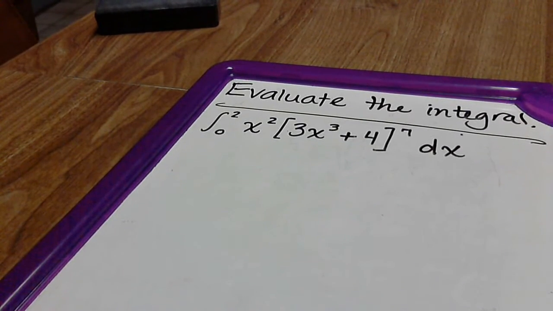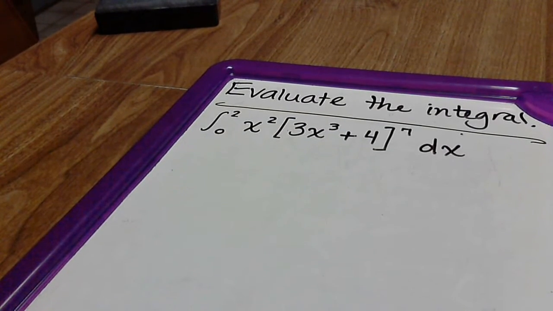Okay, in this video we're going to talk about evaluating more integrals, but this time involving a special technique that we use to solve integrals that have a little more to them. So this integral we have from 0 to 2 of x squared times the quantity 3x cubed plus 4 to the 7th power times dx.